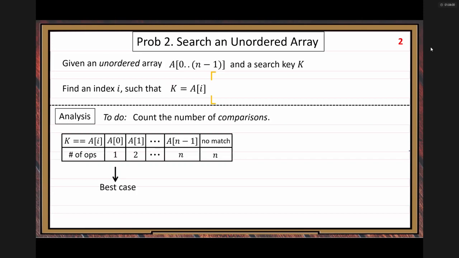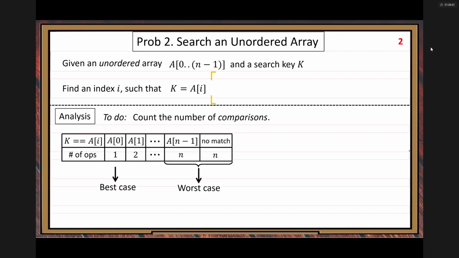Because here we have the best case. The first number, one comparison, is the best case. Do you feel this number is a good one to describe the overall efficiency? If you just tell people your algorithm takes one comparison, that's not a reasonable, fair one. It's too good. Most of the time, you couldn't get this efficiency. So it's not a good one.